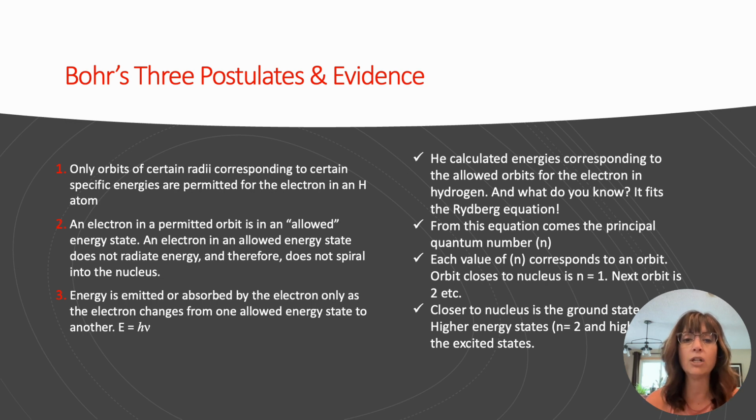From this equation comes the principal quantum number n. We'll talk about that more later. Each value of n corresponds to an orbit. The orbit closest to the nucleus is n equals 1, the next one is 2, and so on. The closest to the nucleus, we call that the ground state. Higher energy states are what we call excited states. So when all the electrons are where we think they should be, we call that the ground state.